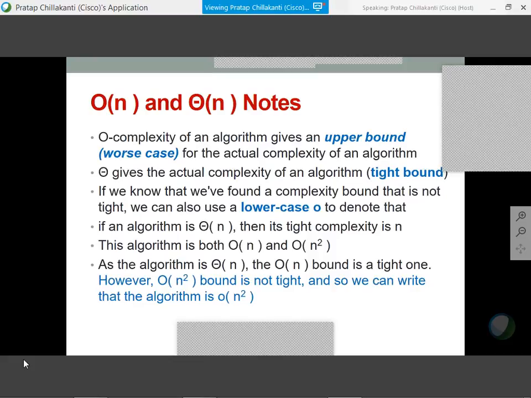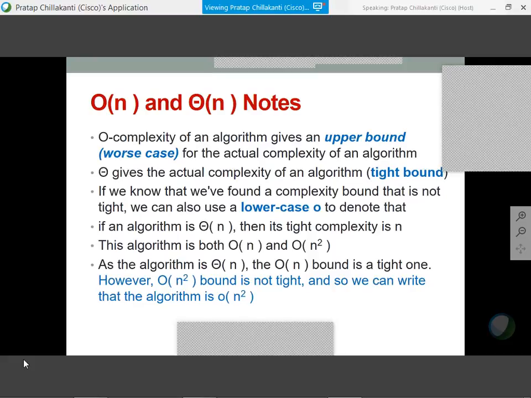So O complexity gives you an upper bound for the actual complexity. Theta gives the actual complexity, also known as the tight bound. If we have a complexity bound that is not tight, then in those cases we use the lowercase o to denote that. Now most often we are lazy. We just use big O, even though sometimes it's not a tight bound and you're supposed to use small o. In casual writing, we just write big O.